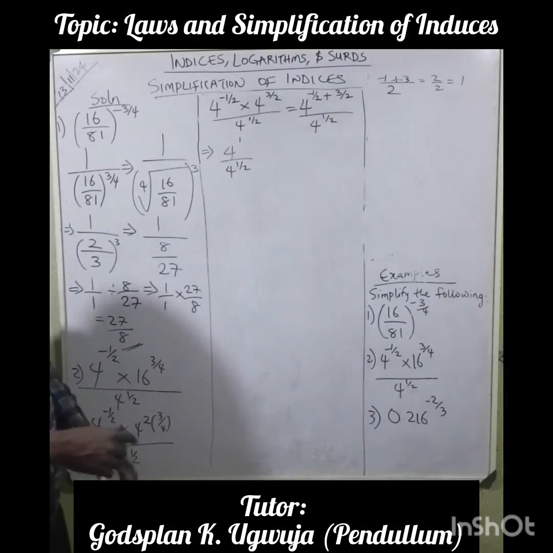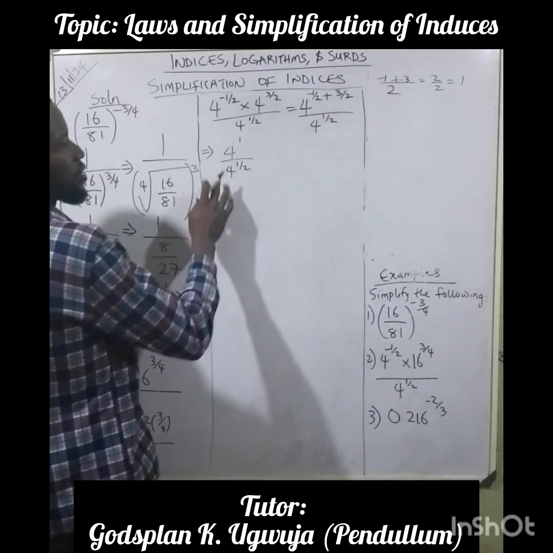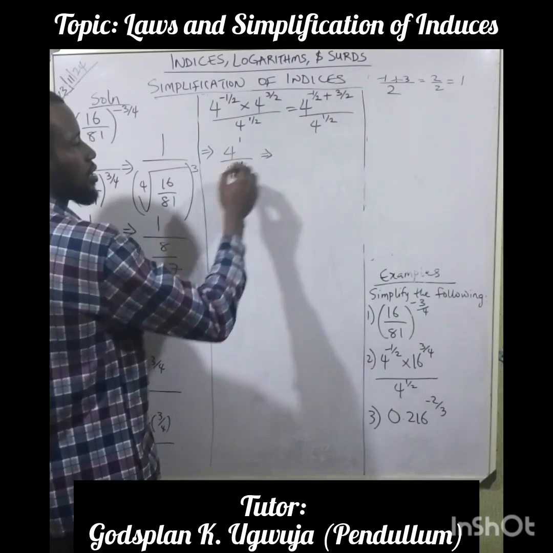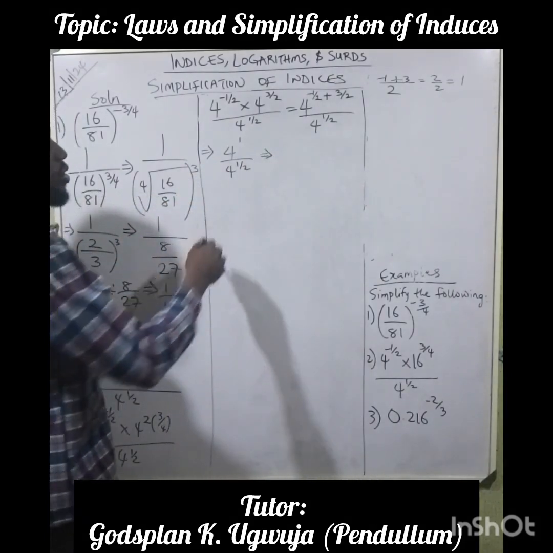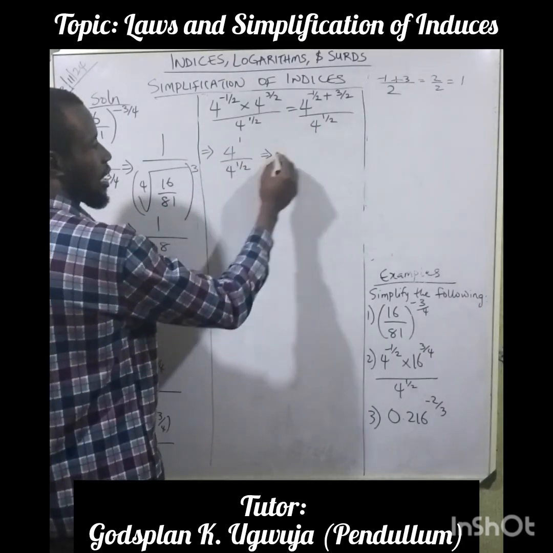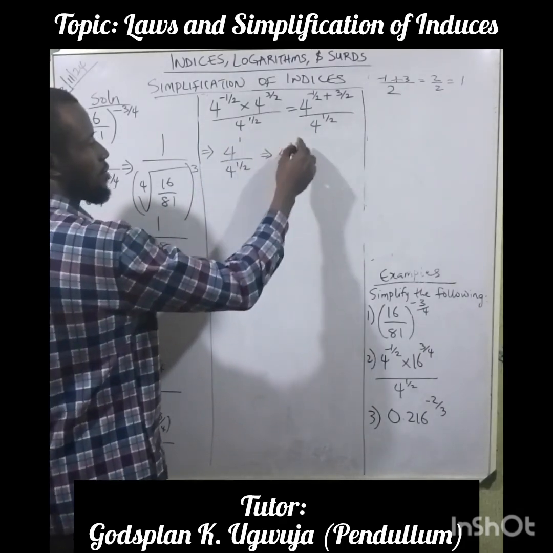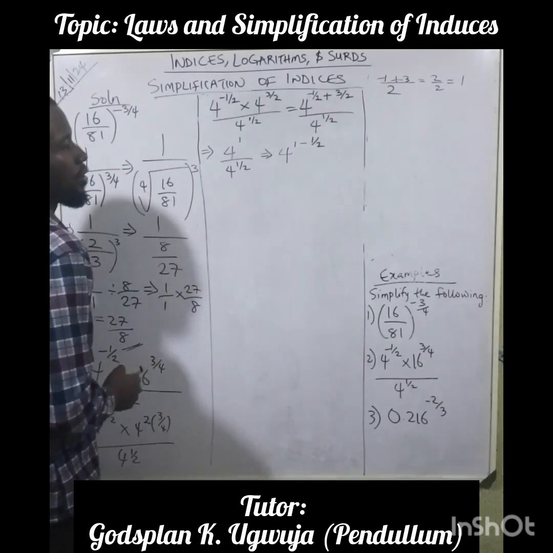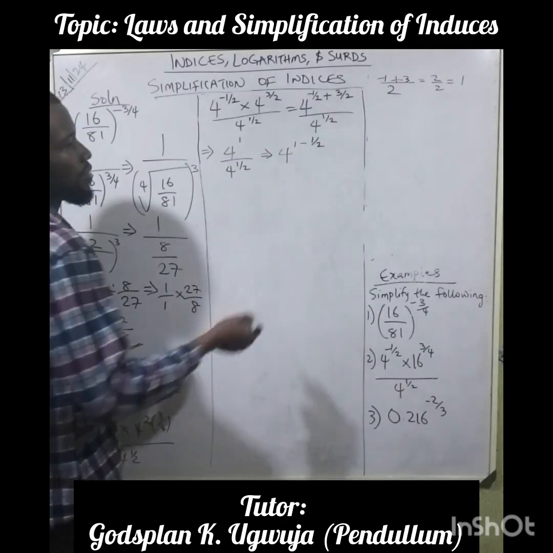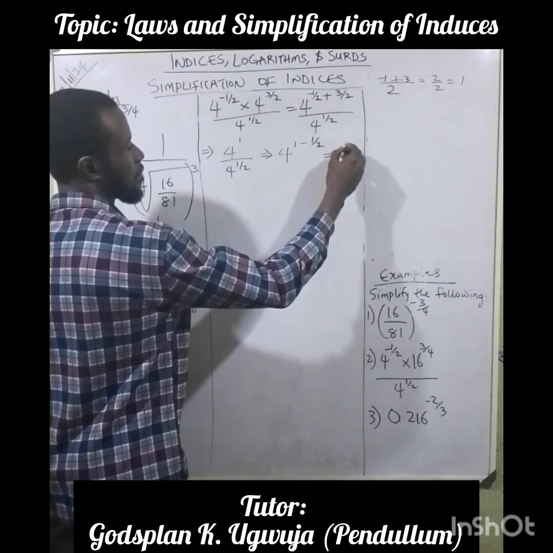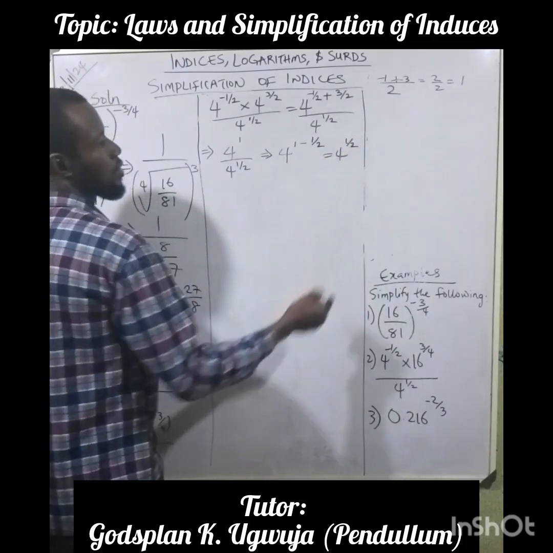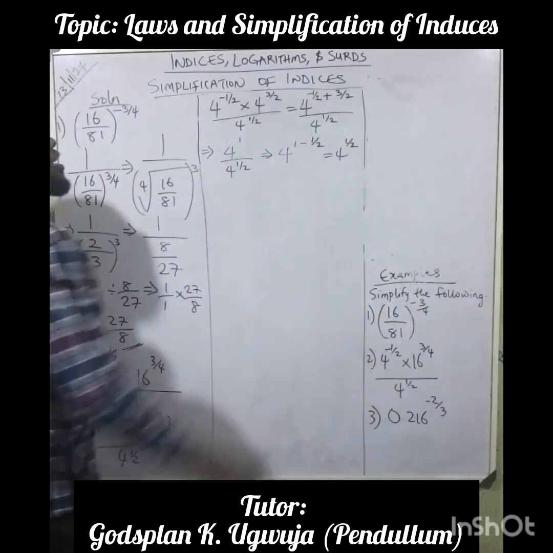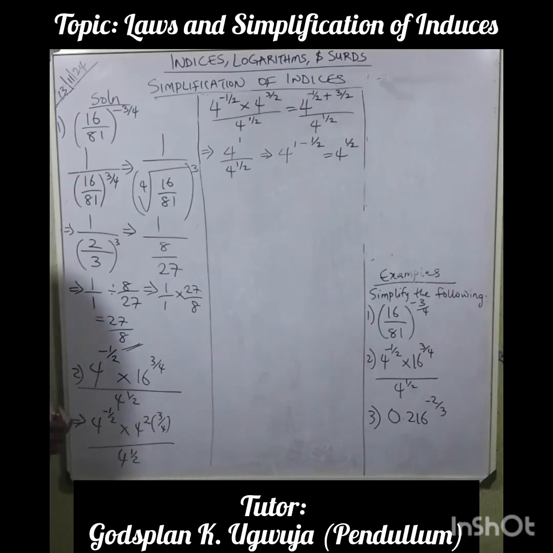But I want to apply the laws of indices. Now, this is 4 raised to the power 1 divided by 4 raised to the power half, meaning we can use the division law. Since it's the same base, I pick one of the 4, and then I have 1 minus half, because division means subtraction of the powers. Definitely 1 minus half is half. You can prove it here, but I believe we are past that level. 1 minus half is half.